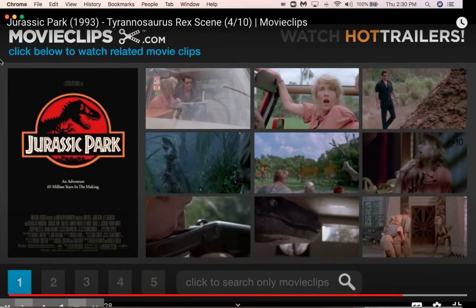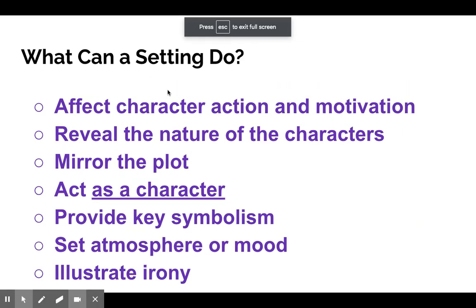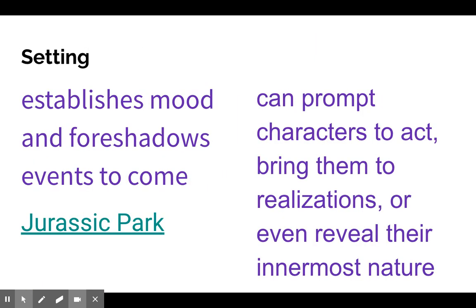All right. So as you can see there from that incredibly terrifying clip, at least it was terrifying for me when I was in the theater, we've got a serious, I'm trying to get back on my settings. Sorry about that. We've got a serious setting situation here that we could probably spend hours talking about.